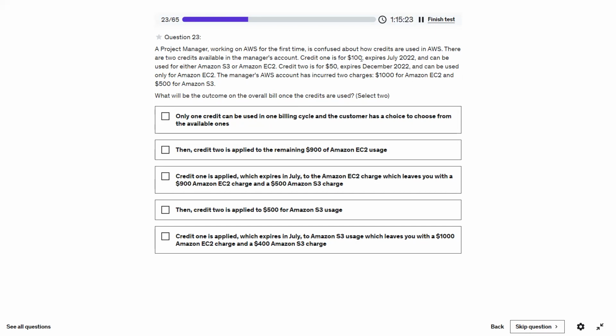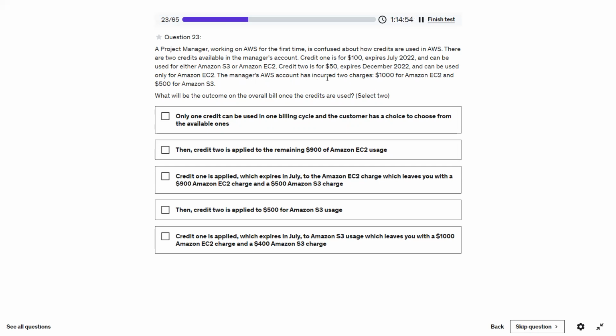One is a $100 credit in their account. The credit is already there, so there is nothing to pay with a credit card or debit card. The credit is already loaded into their AWS account, but it is going to expire in July and can be used for S3 and EC2. And there is a second credit, $50, which is going to expire in December. So credit one is expiring very early, but credit two is expiring very late. But credit two can only be used for EC2.